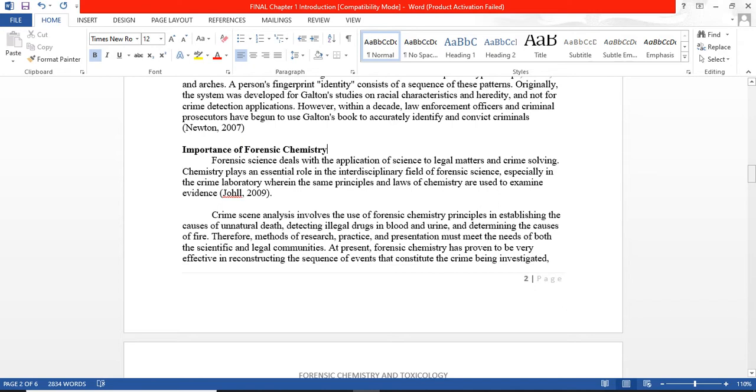Therefore, methods of research, practice, and presentation must meet the needs of both scientific and legal communities. Okay, for example, detecting illegal drugs in your blood and urine, for your drug test. Okay, kung matudaan ang tao nga suspect nyo is under sa influence sang illegal drugs, therefore ipaagi nyo sa drug testing.